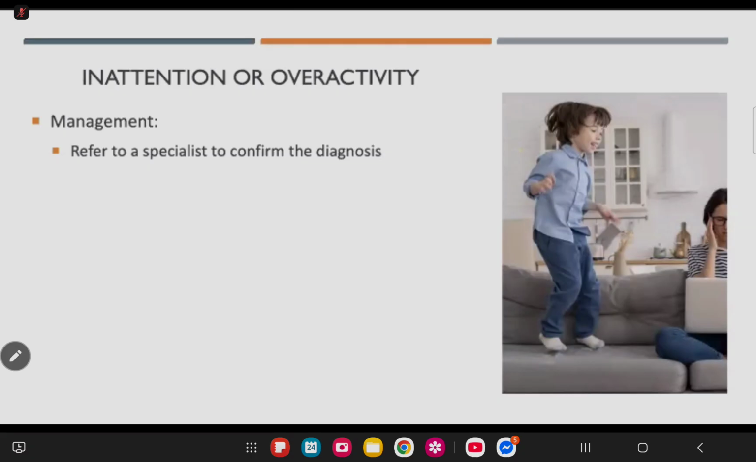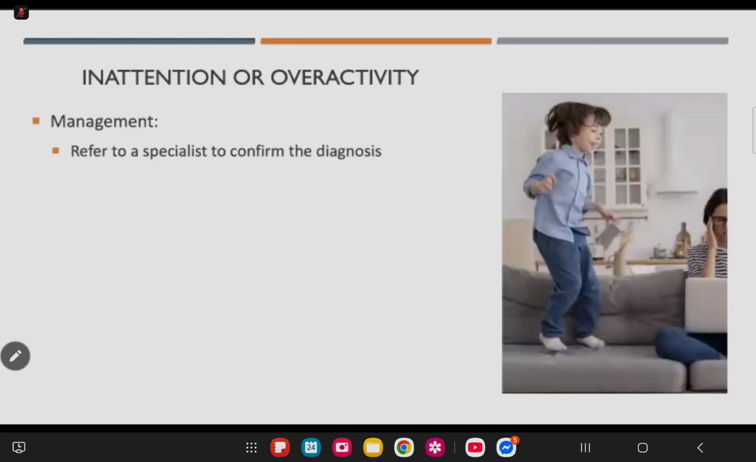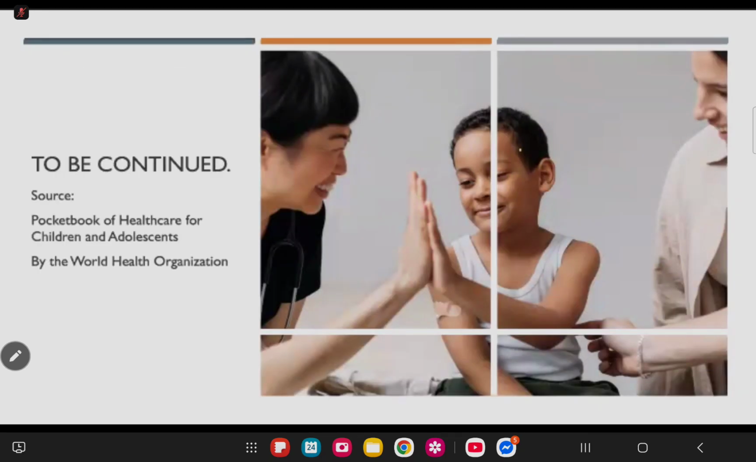Okay. It's not your job at this level to diagnose. What's important, the goal, is to screen and to identify. Leave the management to the specialist. Once you're a specialist, then you can talk about management. But this is based on the source, which is the Pocketbook of Hospital Care for Children and Adolescents by the WHO. This was given to me by the department. So the exam questions will be taken from this source. Okay. So that ends our lecture.